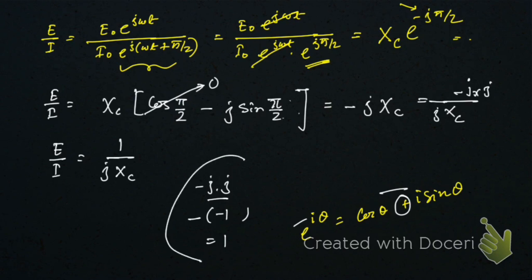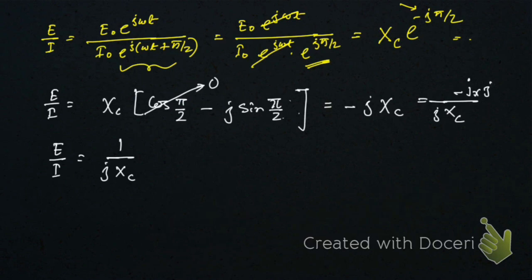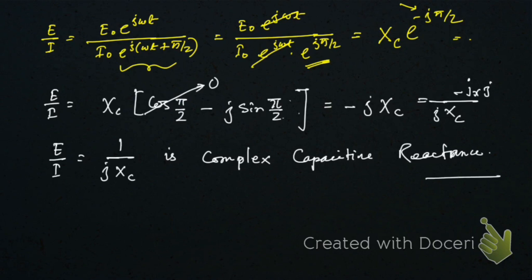Here you see, this is nothing but complex capacitive reactance. This also can be written as 1 by j omega C. This also can be written this way.